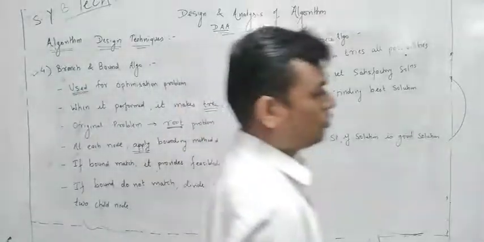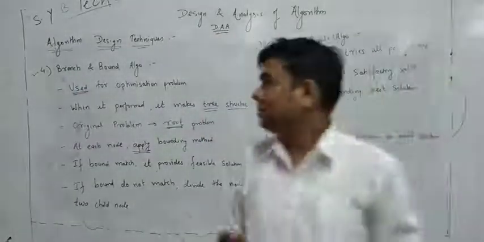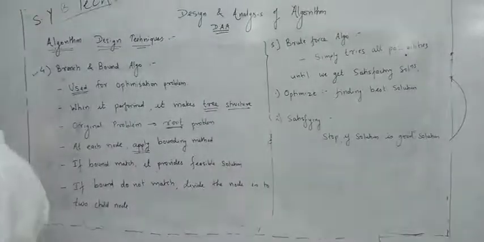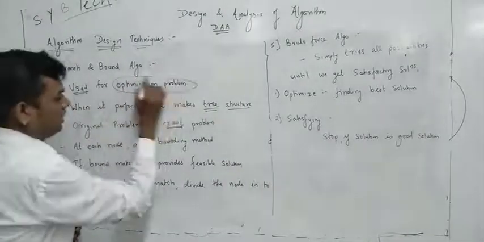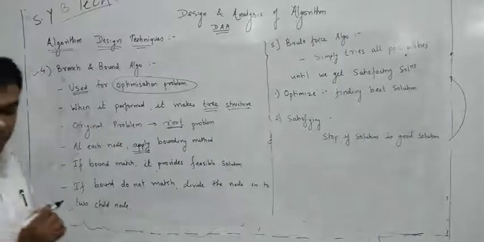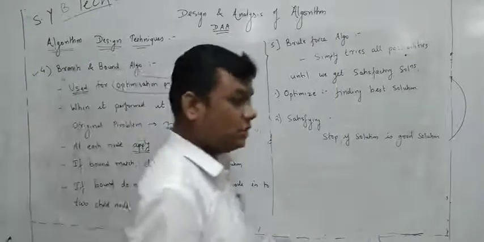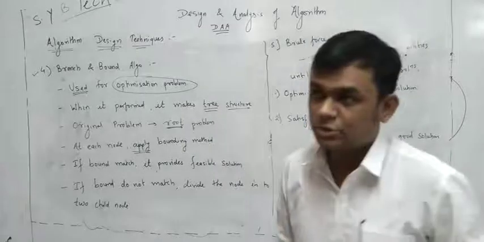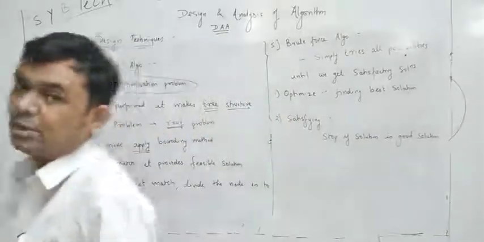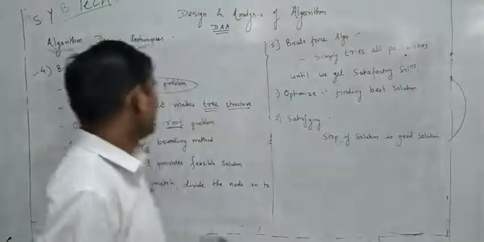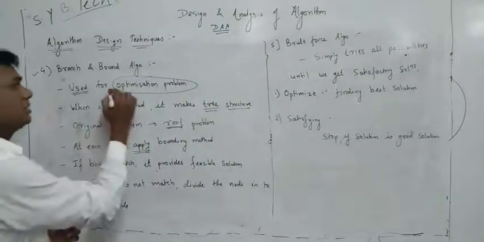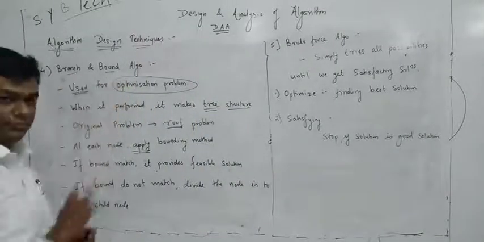So students, what is branch and bound? The branch and bound algorithm technique is used to solve optimization problems, the problems which give us lots of optimal solutions, and from those we have to get the best solution or a good solution. For that purpose we use the branch and bound algorithm.